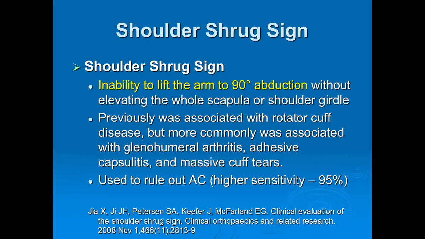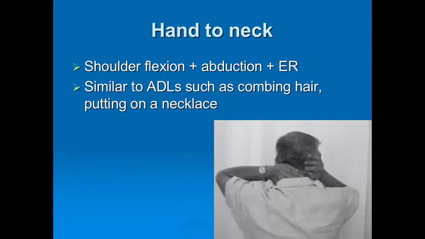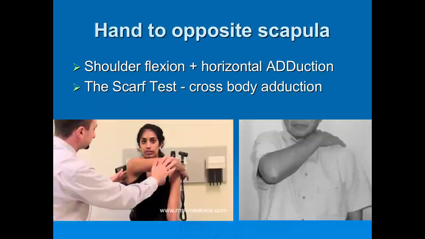We discussed the shoulder shrug sign. What does it mean? The shoulder shrug sign is again a positive sign in patients and is most commonly present in patients with adhesive capsulitis. Then we discussed what we mean by the hand behind neck and hand behind scapula sign.